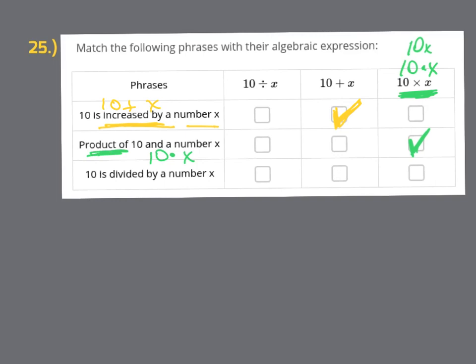Now, do we simply put a check mark here and assume that it's correct? Let's make sure. 10 is divided by a number x. Well, really, let's be honest, Mrs. De Silva tells us to write it like this, 10 divided by x. But we know that it can be written either way, and that's how they write it here. So we could have just checked it off, but is that the safe way to do it? It is not.